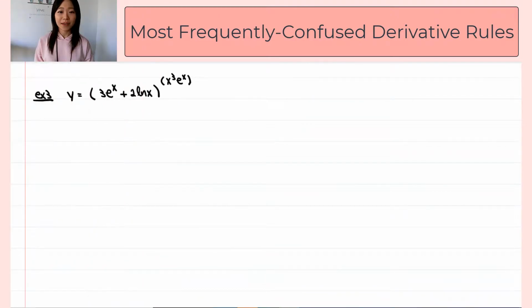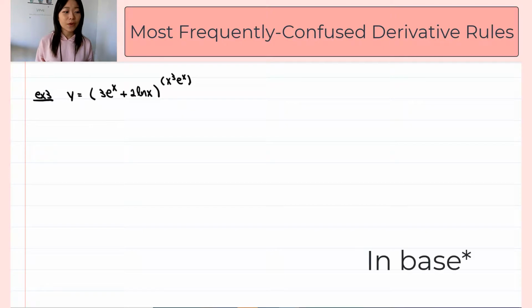Let's look at one last example. Here the function is (3 times e to the power of x plus 2 times ln of x) to the power of (x cubed times e to the power of x). Here we need to identify whether the base or the exponent is constant, or both are functions of x. The base is a function of x. We have e to the power of x and ln of x. The exponent is also a function of x. So here we need to use log differentiation.